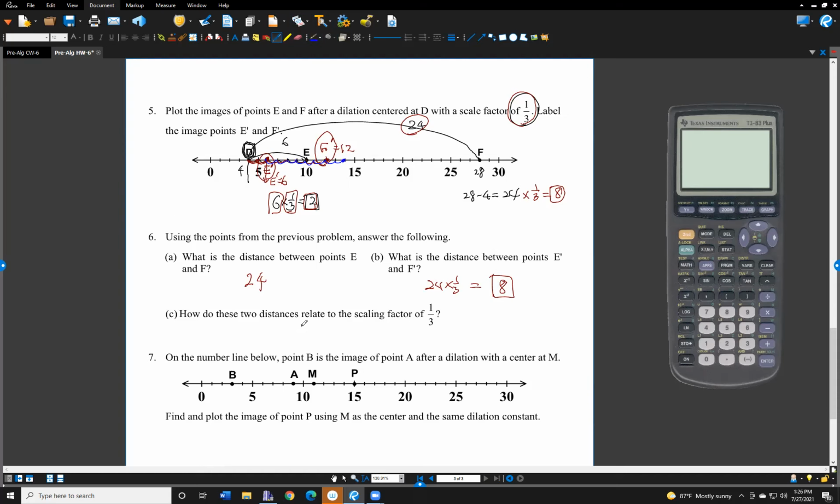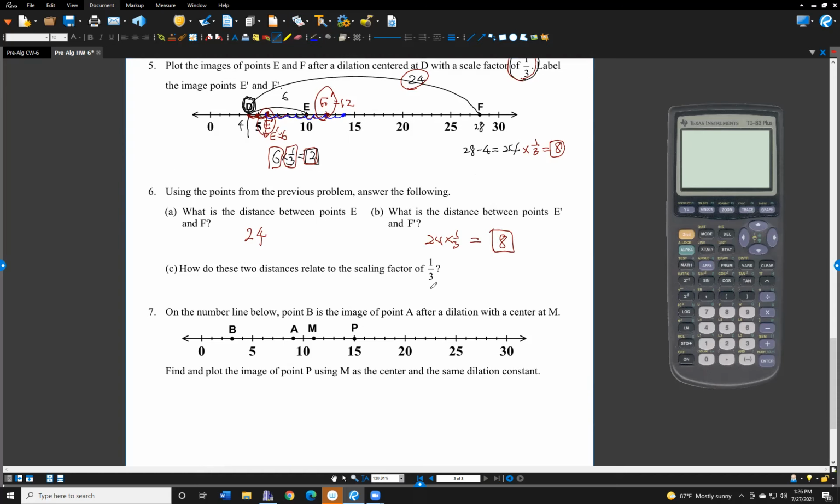How does this distance relate to scaling? Every corresponding side will be scaled by the scale factor of 1/3. Okay? Because you're going to find this one: 24 times 1/3 is 8. Okay? So this works.